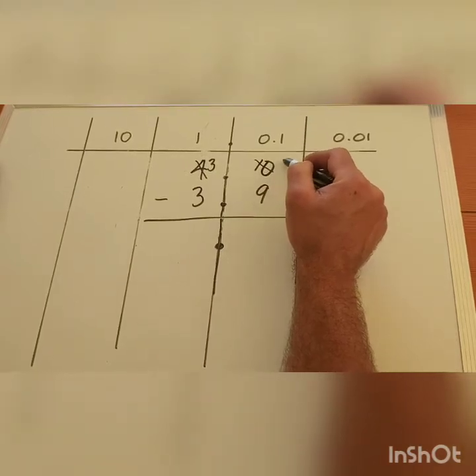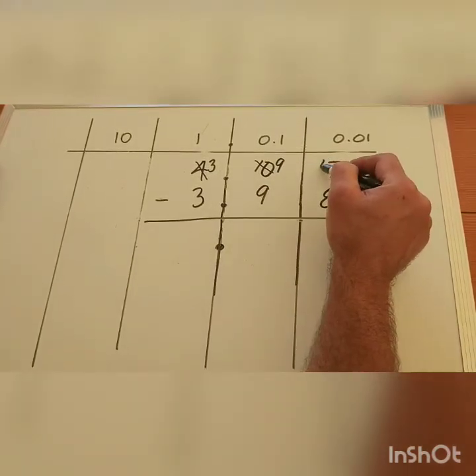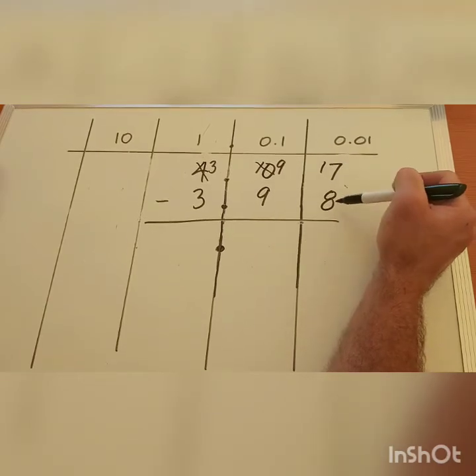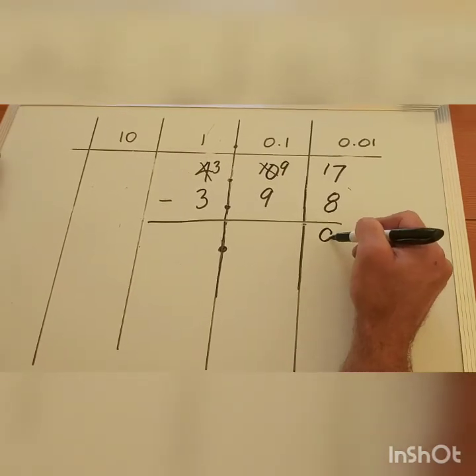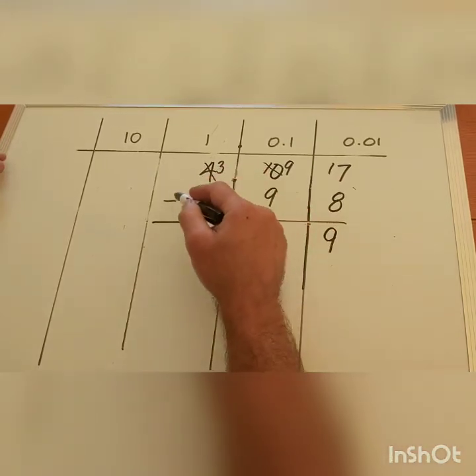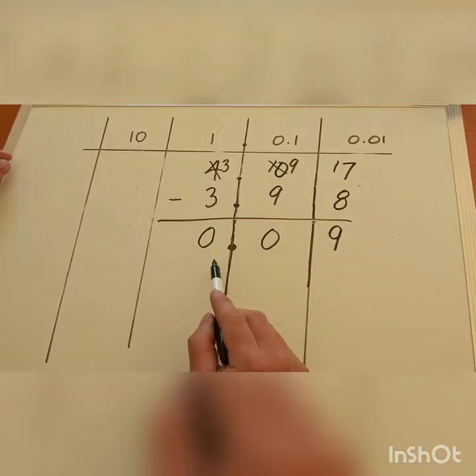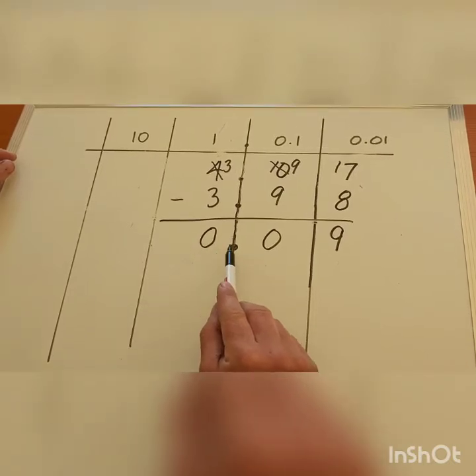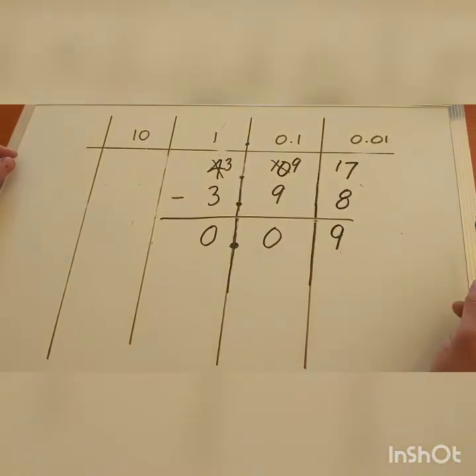Borrowing from that, I'm left with 9. Taking 10 next door is 17 minus 8, that gives me 9. 9 minus 9 is 0. 3 minus 3 is 0. Your answer for question number 3 should be 0.09.